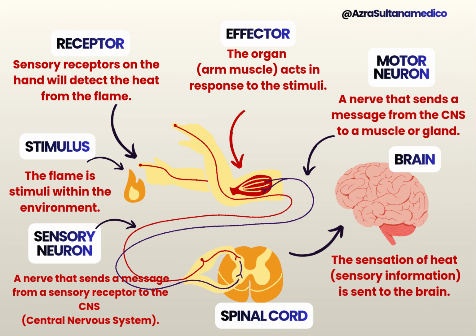This entire process happens in just a fraction of a second. It shows how efficiently our nervous system protects us from harm. Understanding this pathway is very important in biology because it explains how our body responds to changes in the environment and maintains safety.